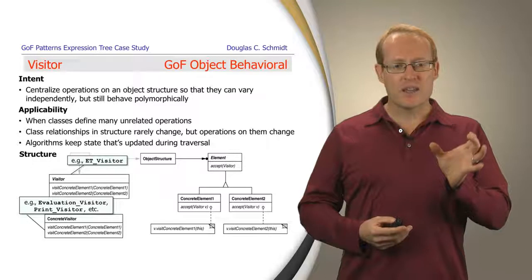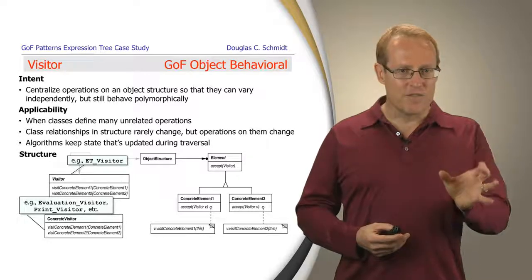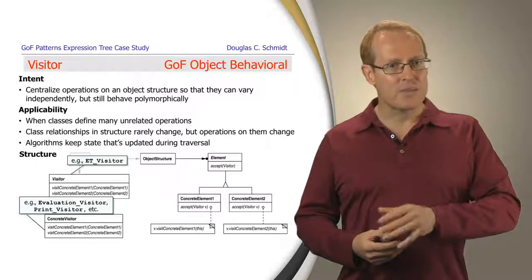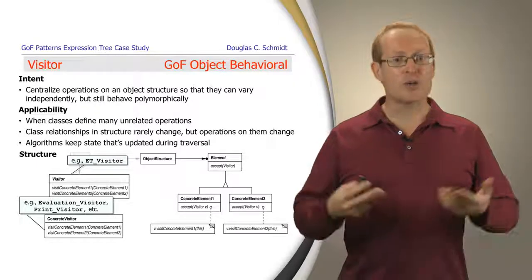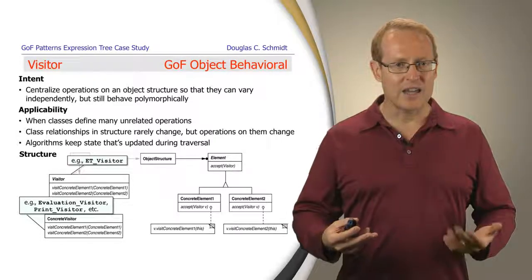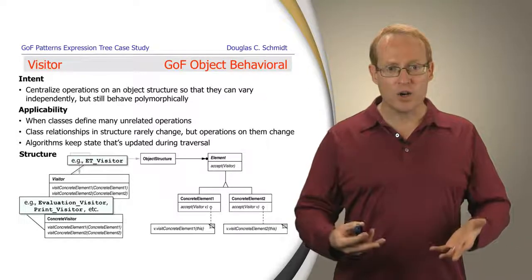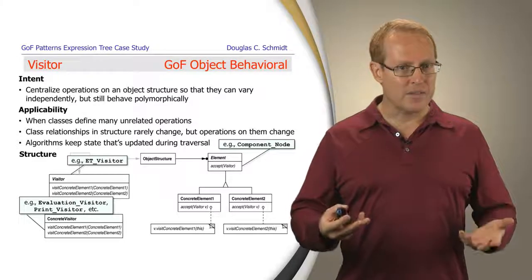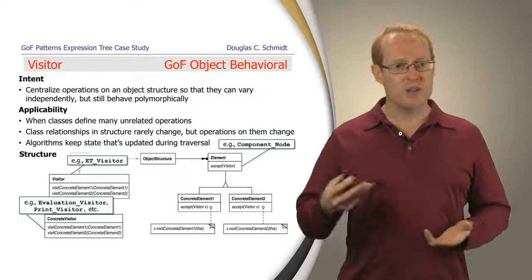And you'll notice that this has a number of different visit methods, which are overloaded by the different types of elements or concrete elements that we define in our parallel hierarchy, the element hierarchy, that corresponds to the structure that we're dealing with. In our particular case, this structure is the composite for our expression tree and its nodes.